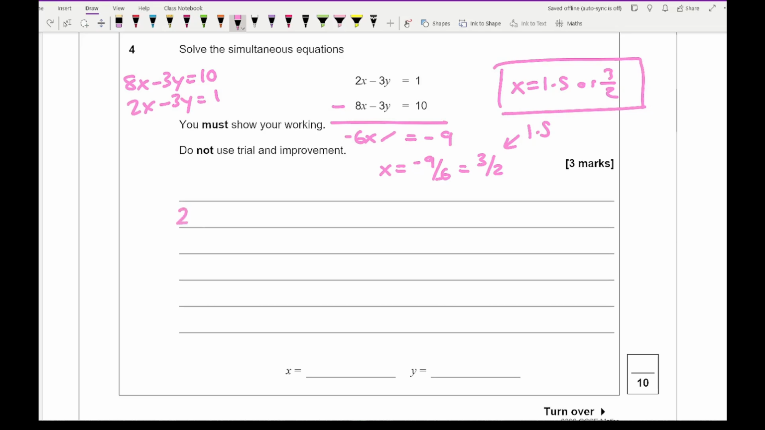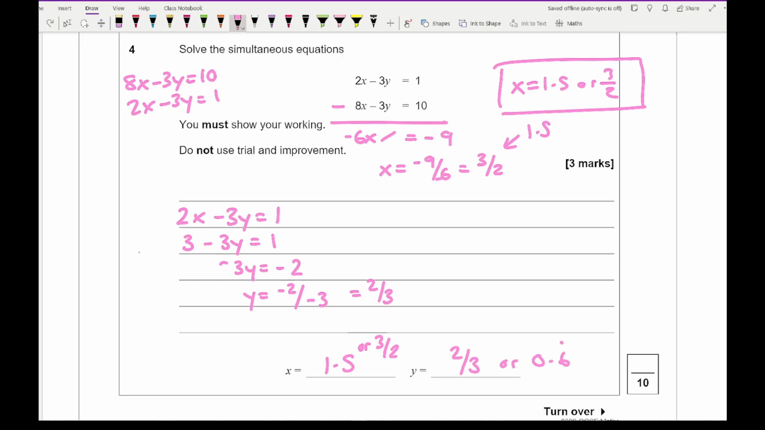So then picking one of the equations, let's go for 2x minus 3y equals 1. I'm going to use the decimal equivalent, so I know that x equals 1.5. So this is going to be 3 minus 3y equals 1. So then minus 3y is going to equal minus 2. And then y is going to equal minus 2 divided by minus 3, which is 2/3. So again, you can either write it as a decimal, but don't forget the recurring, or you can write it as a fraction. So it's entirely up to you which one you go for.